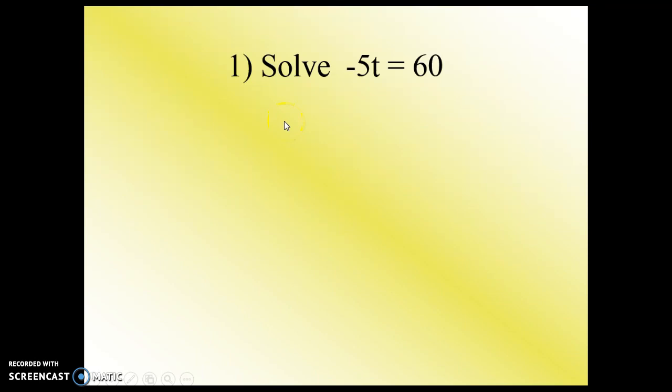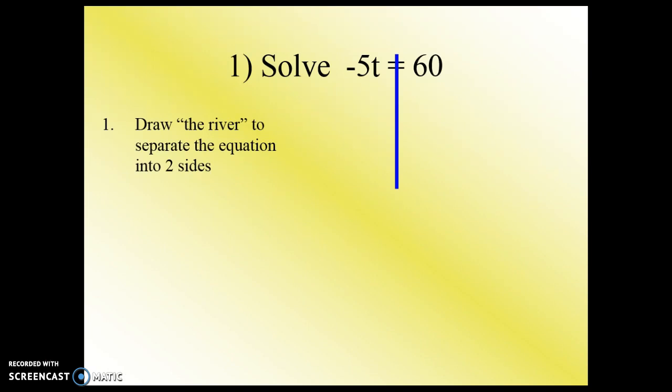Let's go farther. So let's solve our problem now. Negative 5t equals 60. Our first step always remains the same. Draw that line to separate the equation into two sides. Now, knowing that negative 5t is multiplication, we have to do the opposite. The opposite of multiplication is division, and we're dividing both sides by negative 5. Why negative 5? Because that is our number beside t. That is the number we're trying to get rid of to get our variable by itself. So we divide both sides by negative 5.